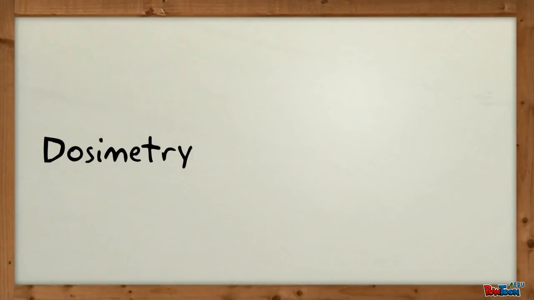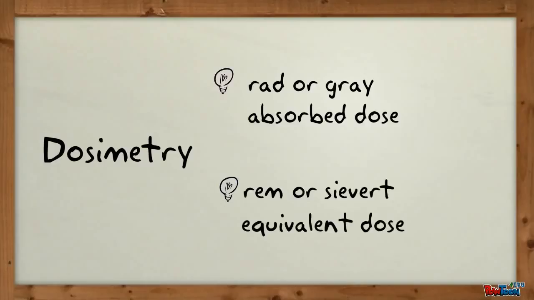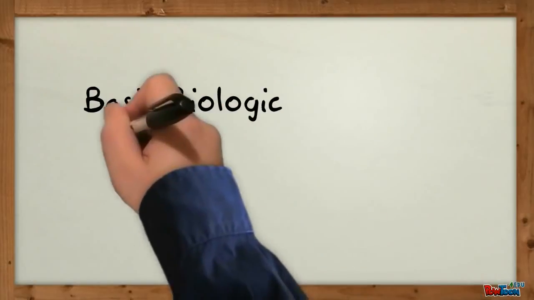Let's look at some basic dosimetry measurements. A rad or a gray refers to an absorbed dose. Rad in fact stands for radiation absorbed dose. A rem or sievert refers to the unit of dose equivalent. Rem stands for radiation equivalent man and is an expression of the biologic response to radiation.